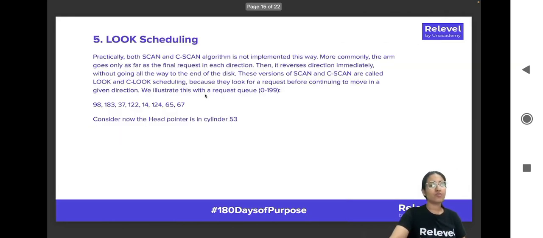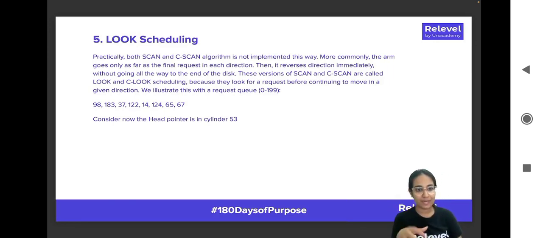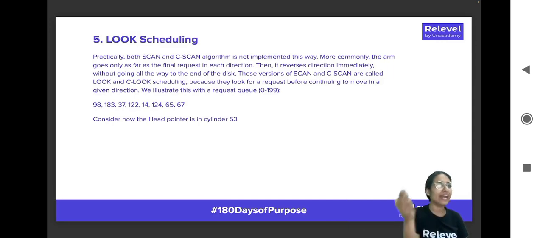Okay, so next what we'll do is we'll now talk about the LOOK scheduling. So what happens is practically SCAN and C-SCAN algorithms are not actually implemented the way we just talked about. Okay, so what really happens is LOOK is basically very similar to SCAN scheduling only, except for one difference: the disk arm is not simply going to the very end of the disk, it goes only to the last request.